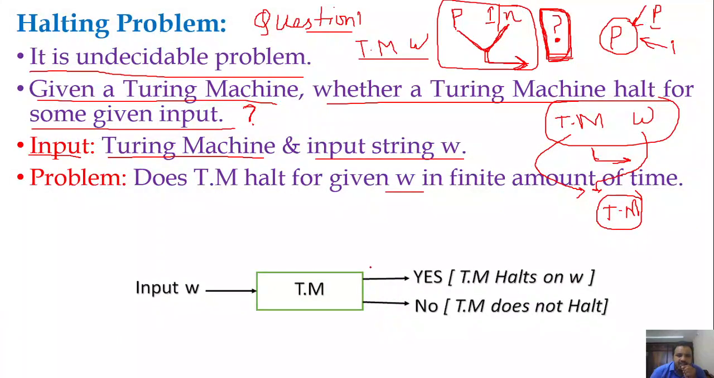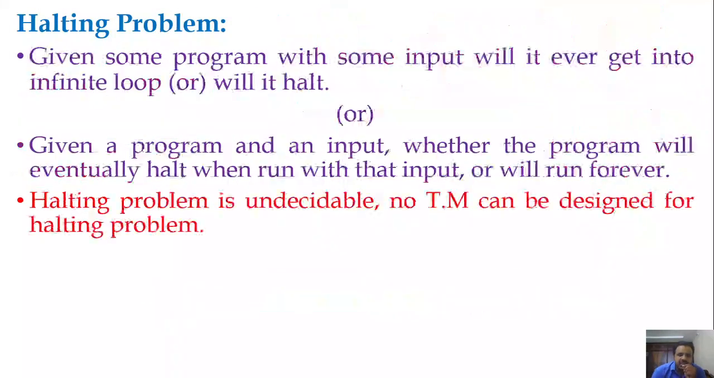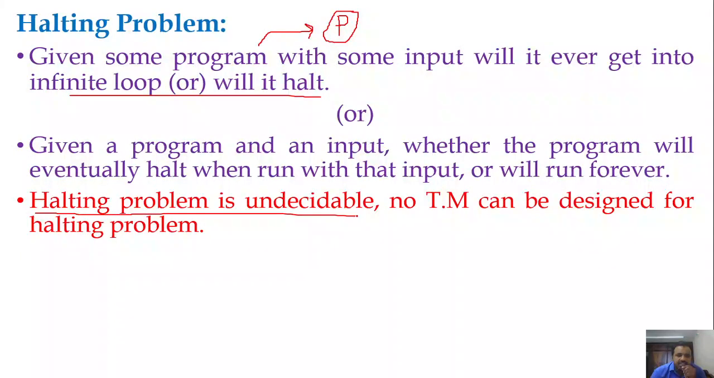So this problem is considered the halting problem. Here it is the same: given some program with some input, will it ever get into an infinite loop or will it halt? That means we cannot design a program which performs such testing. So that's why this is an undecidable problem. So no Turing machine can be designed for the halting problem, right?